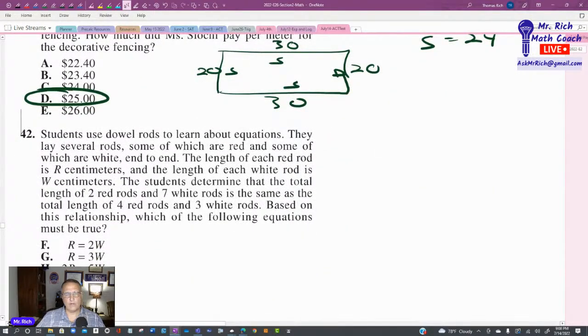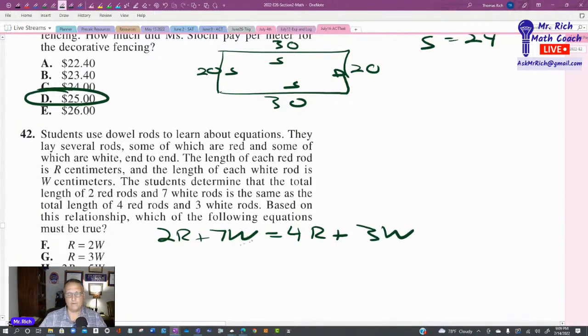42. Students use dowel rods to learn about equations. They lay several rods, some of which are red and some of which are white, end to end. The length of each red rod is R, and the length of each white rod is W. The students determine that the total length of 2 red rods and 7 white rods is the same as the total length of 4 red rods and 3 white rods. Based on their relationship, which of the following equations has to be true?